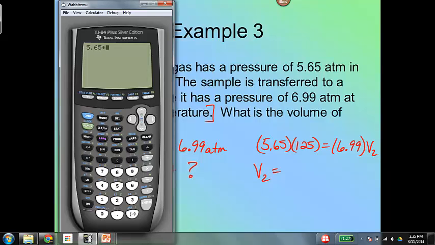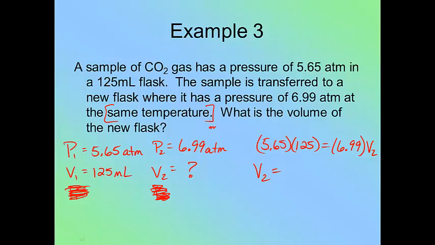5.65 times 125, enter, divided by 6.99 equals 101, which gives us a volume of 101 milliliters. Again, how did I know it was milliliters? I just have to look here.